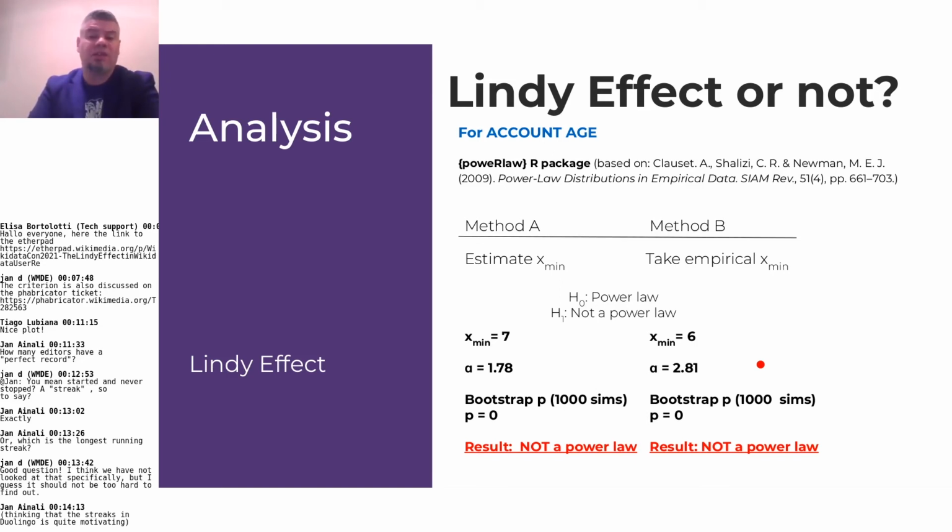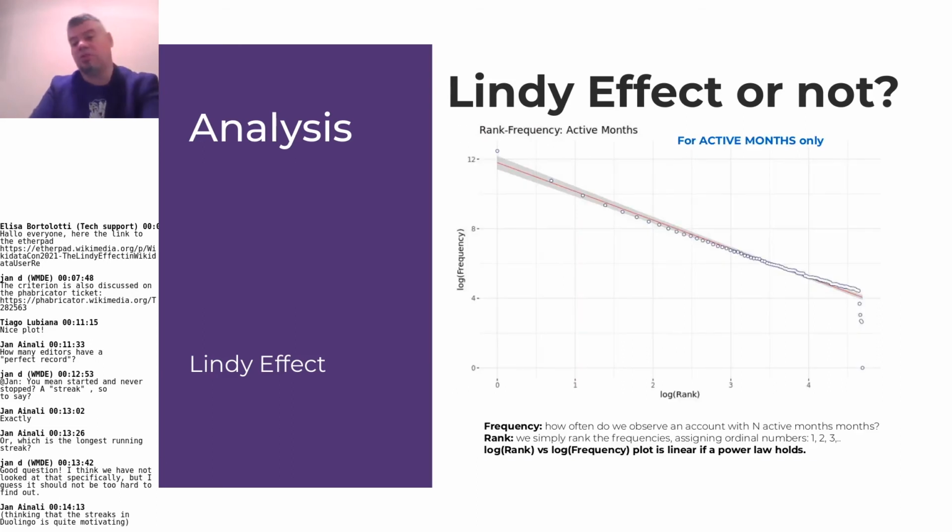Then in the next step, we asked, wait, if the account age is not a power law, what about the total number of active months? So this is now not strictly about time anymore. We just look at the number of active months in each user's revision history. It's a proxy measure of activity, how people were active in the past.